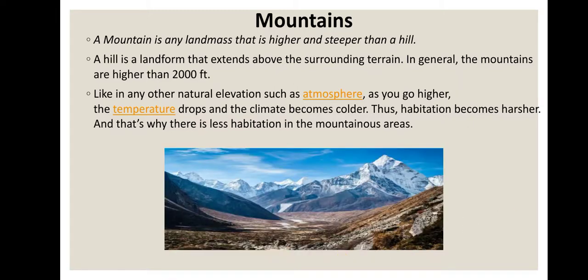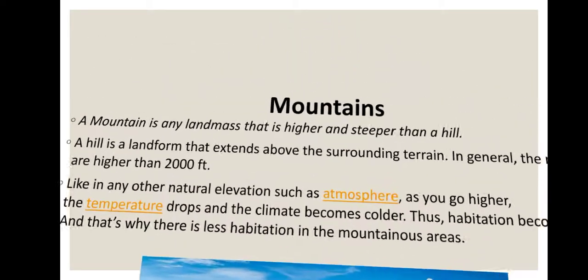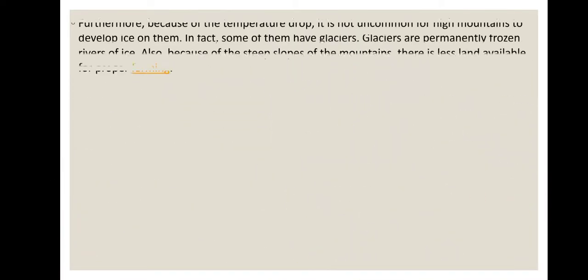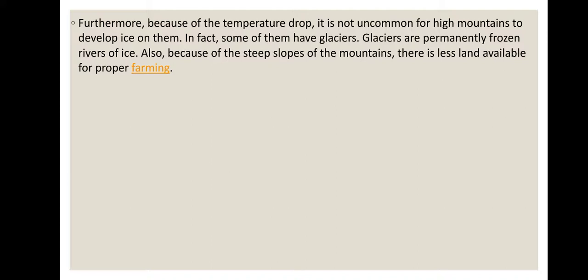Here you can see a picture of mountains. Furthermore, because of the temperature drops, it is not uncommon for high mountains to develop ice on them. In fact, some of them have glaciers. Glaciers are permanently frozen rivers of ice, or you can say the movement of ice beds is known as glacier. Also, because of the steep slopes of the mountains, there is less land available for proper farming.